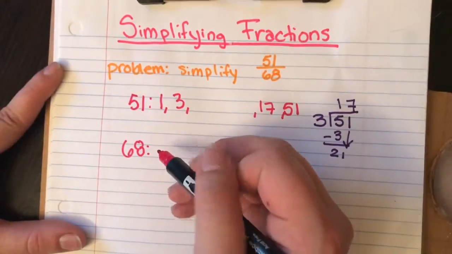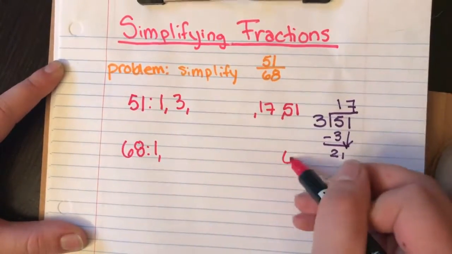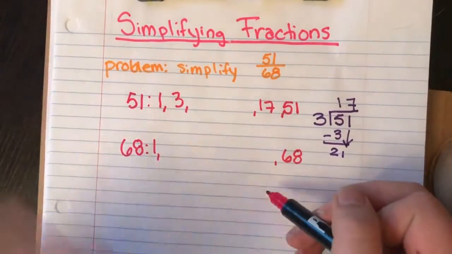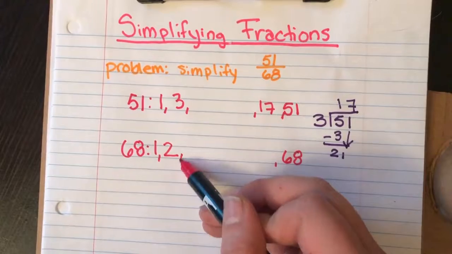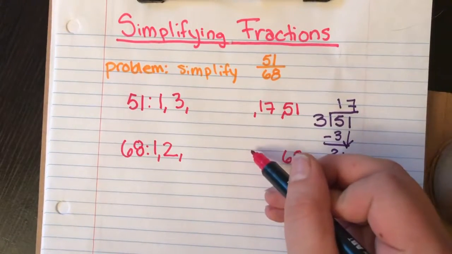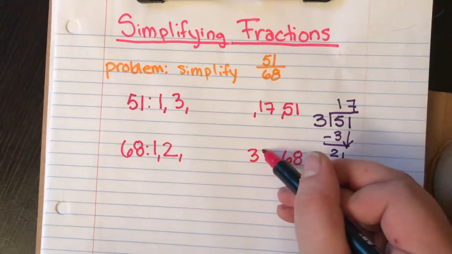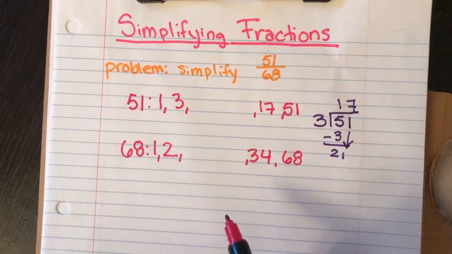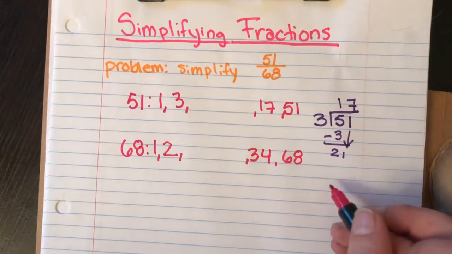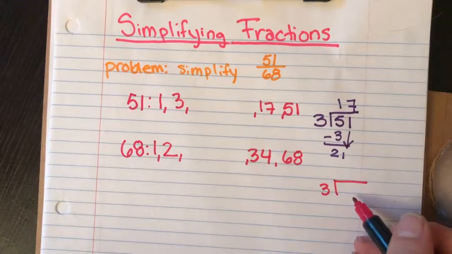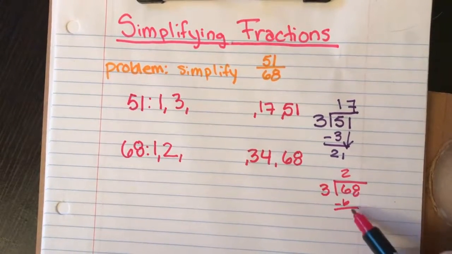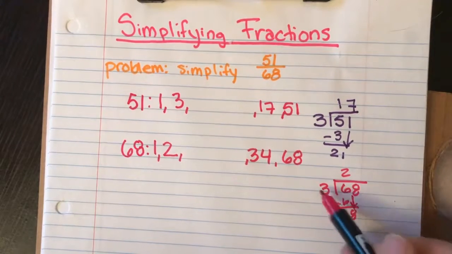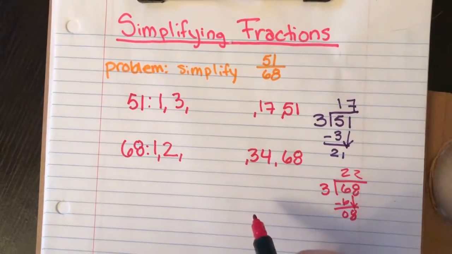So now we need to move on to 68. So I know 1 and 68 are factors. I know that 2 is a factor because it's an even number, and so 2 times 34. And do we know if 3 is a factor? Let's see. 3 goes into 68 2 times 6, 0, and 8. Nope. So 3 is not a factor.